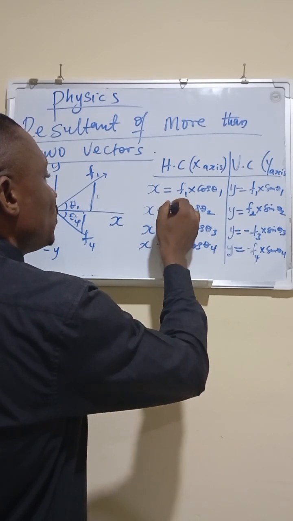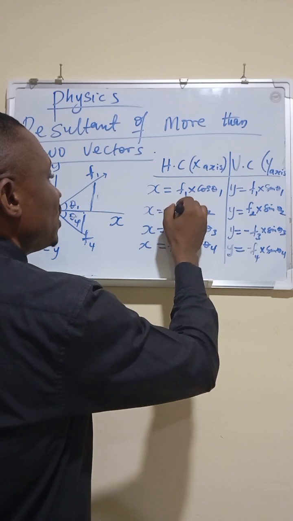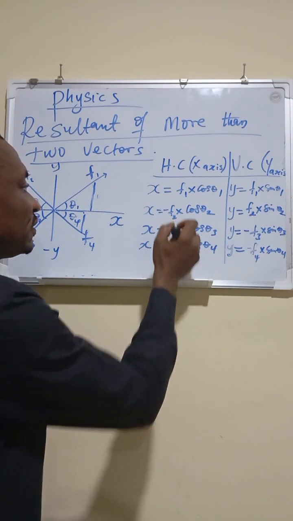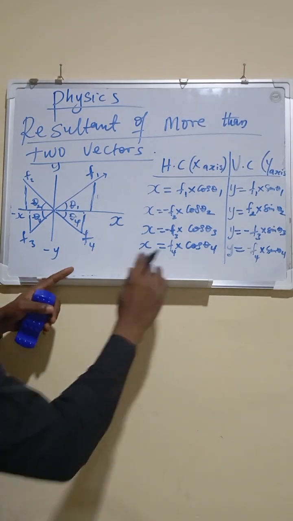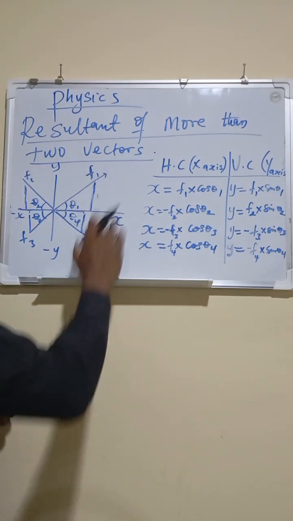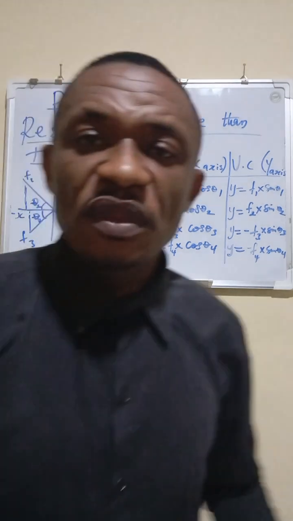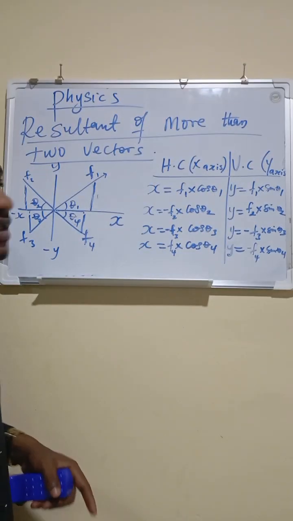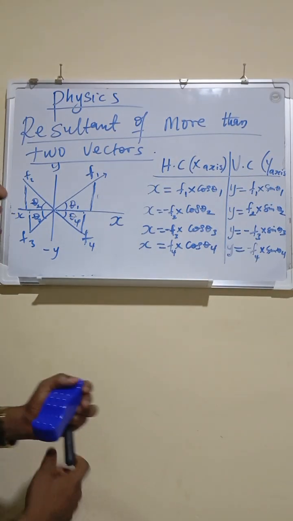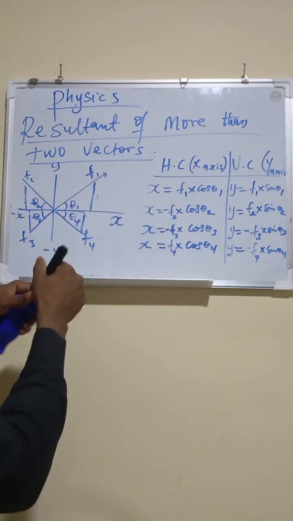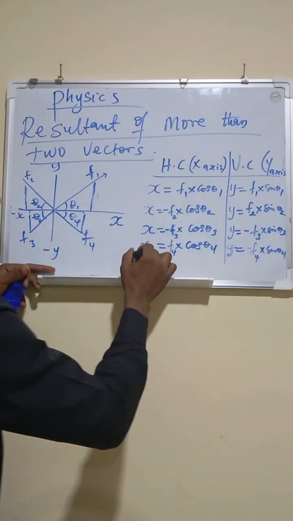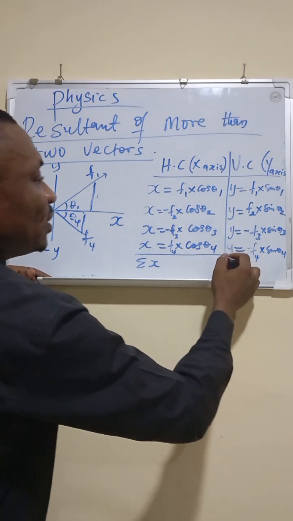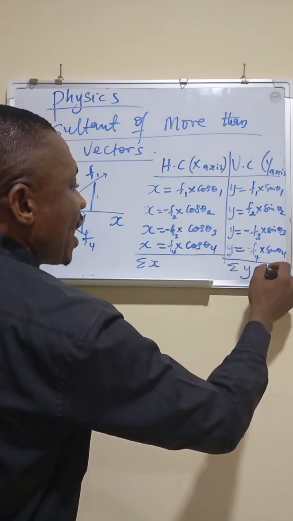Because some people will say, why are you putting times here and you are not putting it, still the same thing. So this is negative. Now at this point, we have resolved all these forces into two components called horizontal component and vertical component. The next thing now is summation. That is, you add the values here. You now say summation of x and the summation of y.